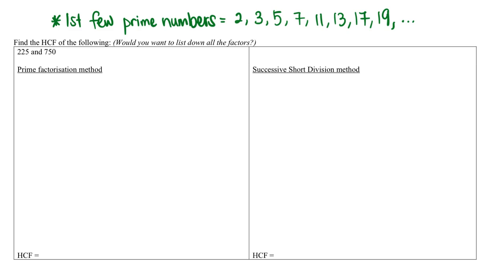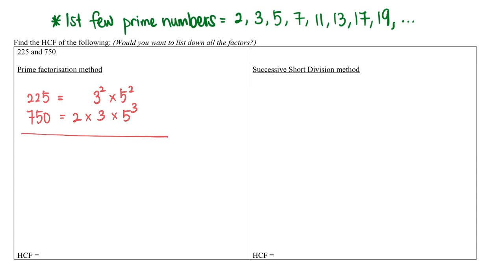So all I have to do, I do need to list down 225 as the prime factors. This one I try with 3 first. Will be equals to 3 power 2 times 5 power 2. 750, the prime factorization is 2 times 3 times 5 power 3.